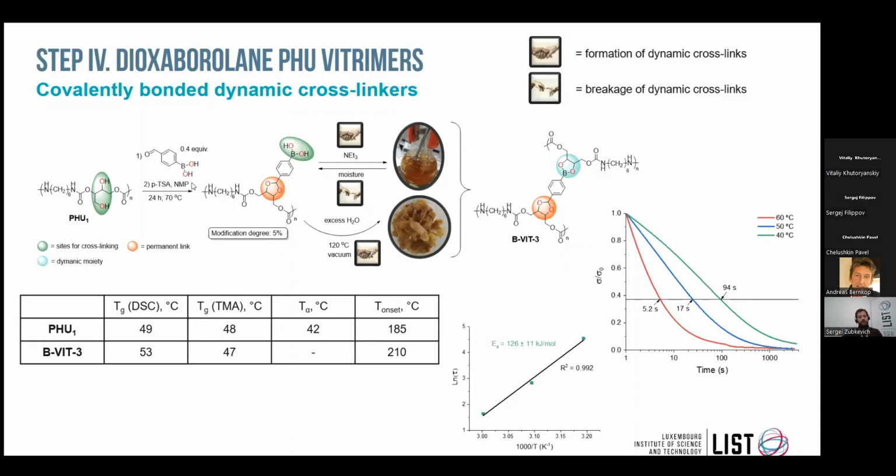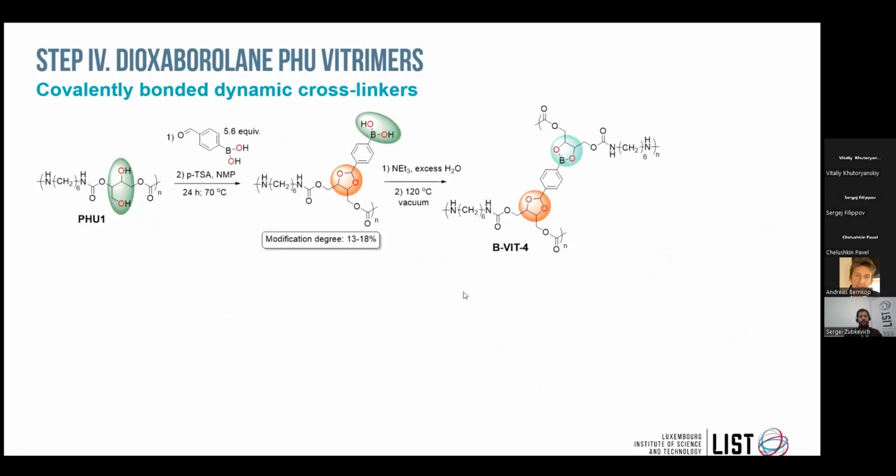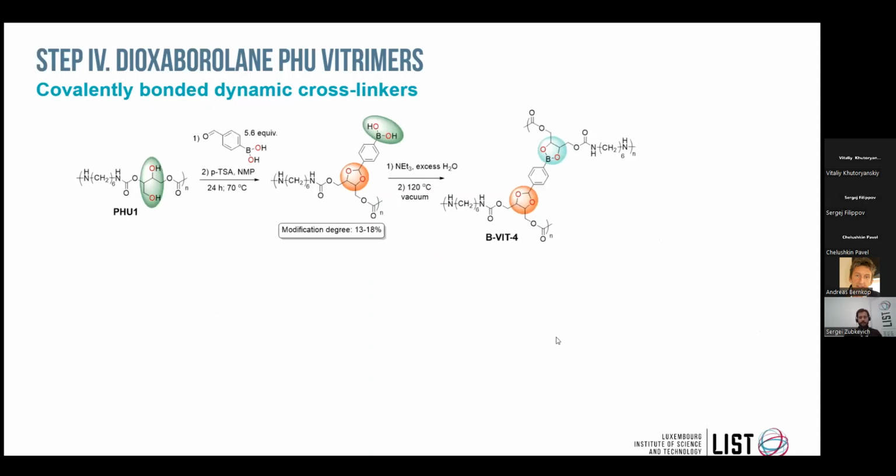But moreover, we were not able to have a high degree of modification using the first attempt. So it was basically more like a chain extension, because two polymer chains were maybe cross-linked once or twice, but not more. So then we modified the procedure a little bit to have high modification degrees, up to 18%.